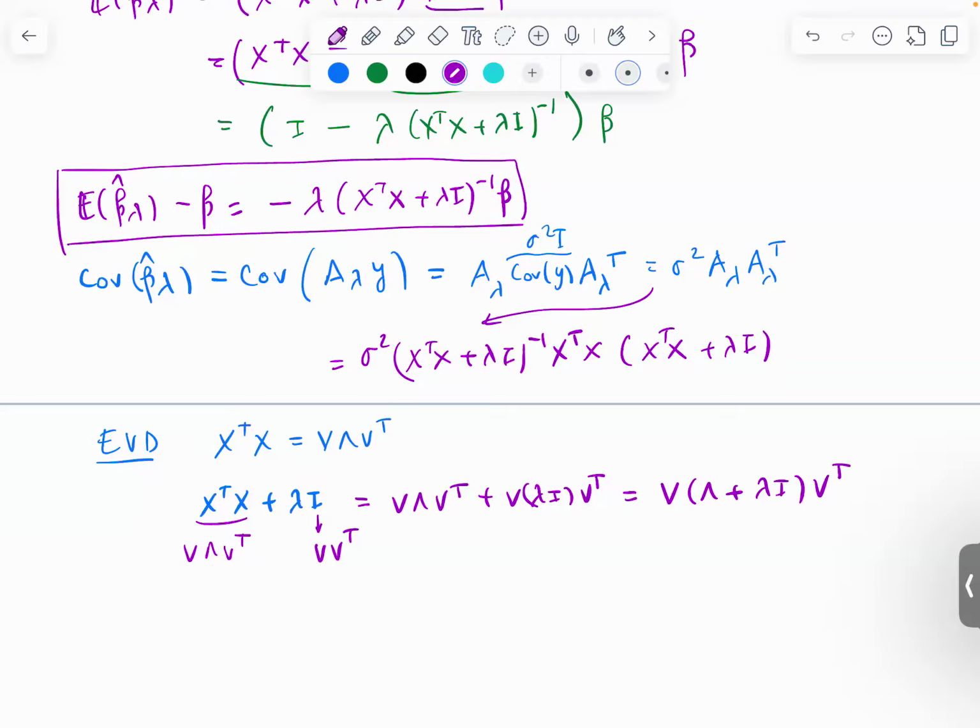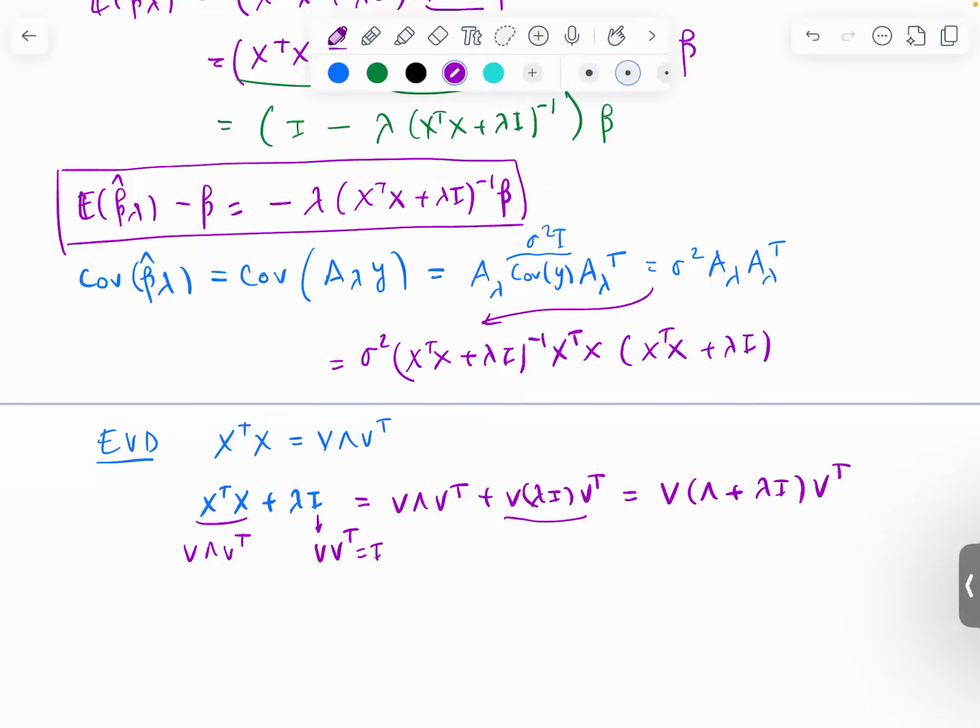So this is I, right? So I replace the I with VV transpose, because that's an orthogonal matrix. And then you can verify this is just basically lambda I. I'm pulling V from this side, V transpose from that side. So if you multiply, you can convince yourself.